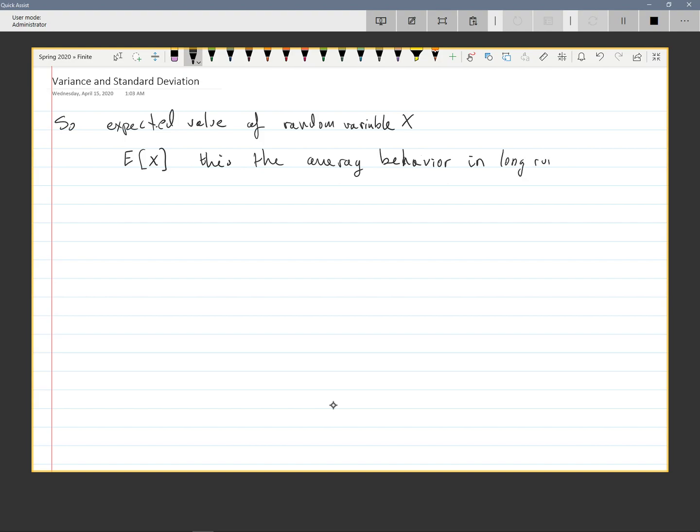Okay. The issue is that if I just tell you what the expected value is, you don't really know, on average, how close you're going to be to the expected value or not. Here's the example. The issue is that very different distributions can have the same expected value.